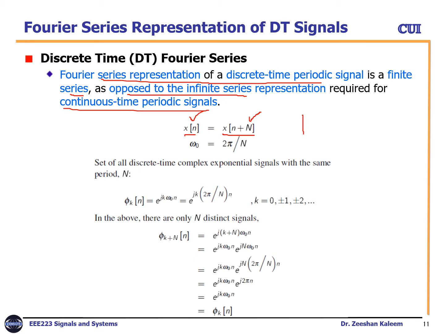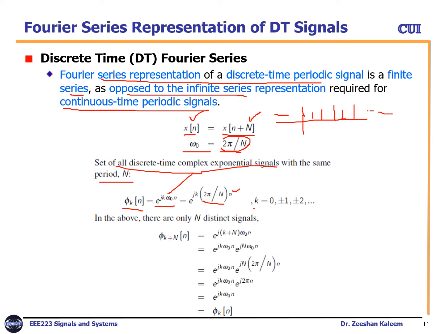For example, you can plot this, and after some period it will repeat again, and so on. It will carry on in this way. And omega naught is equal to 2 pi over N. Consider the set of all discrete time complex exponentials with the same period N. We can write the complex exponential phi_k[n] equals e^(jk omega_0 n), and replacing omega naught with 2 pi over N, it is e^(jk 2 pi n/N).